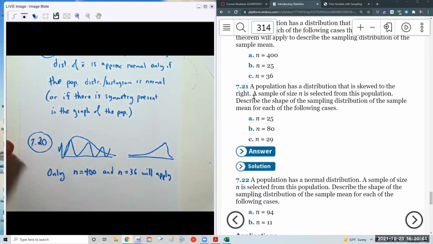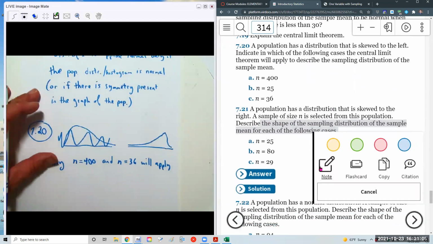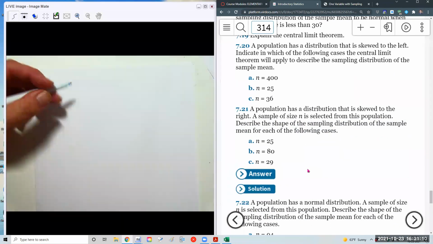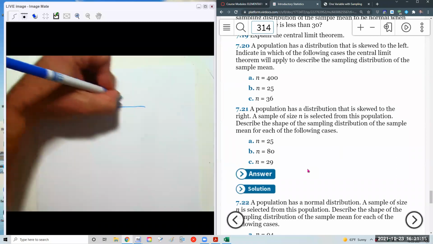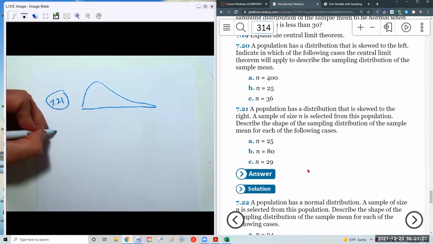And I think it's the same question here. A population has a distribution that is skewed to the right. The sample size n is selected from the population. Describe the shape of the sampling distribution. Oh, did they want us to do that here? No, but here they want us to describe the shape of the sampling distribution. Okay, that's no problem. So in 7.21, we know that the graph of the population is skewed to the right, so something like that maybe. And they want us to describe the shape.